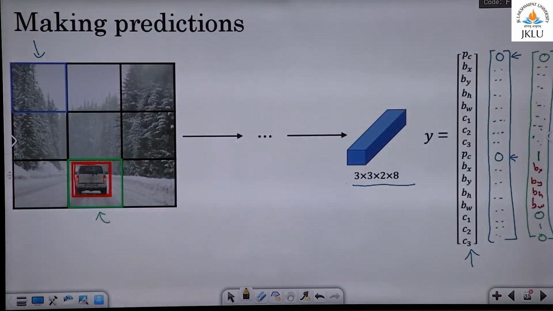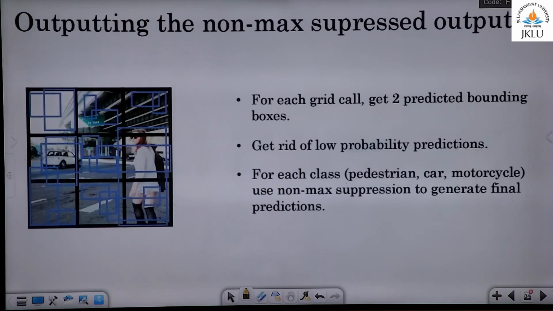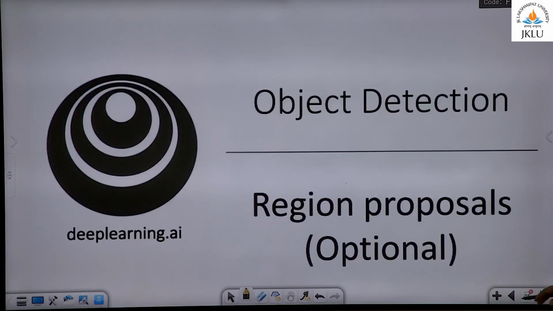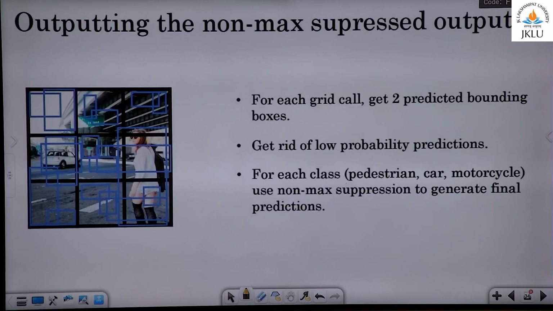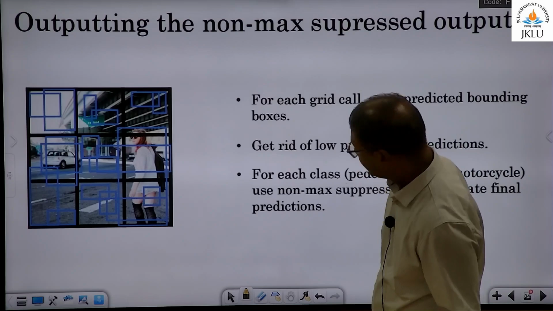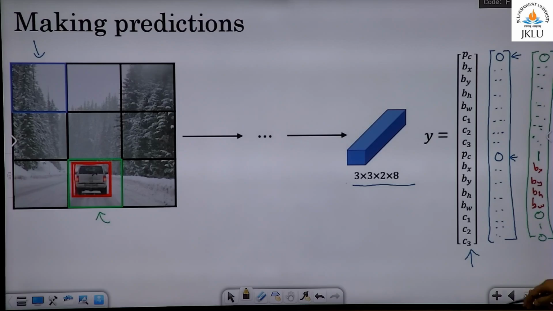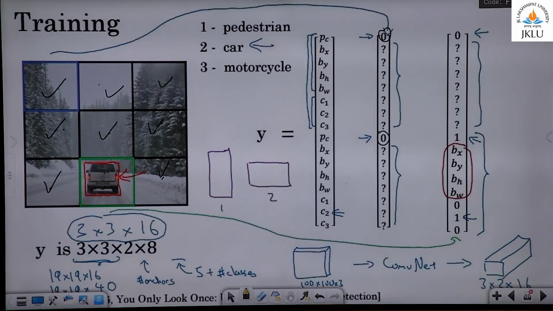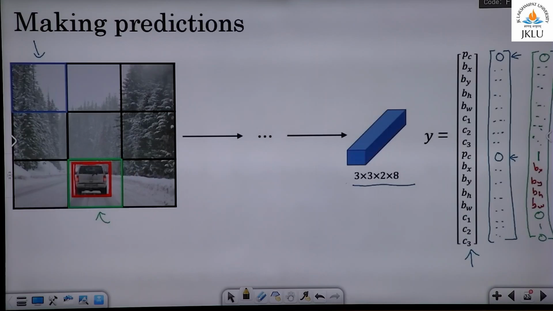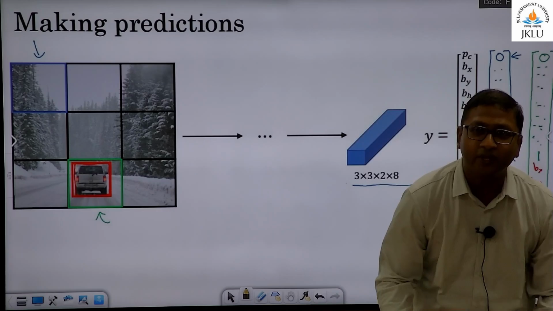Now making predictions. So I want to finish object detection today, so let's do it and then we'll take a break. Or maybe let's take a break and then when we come back. So I have to take attendance first up.